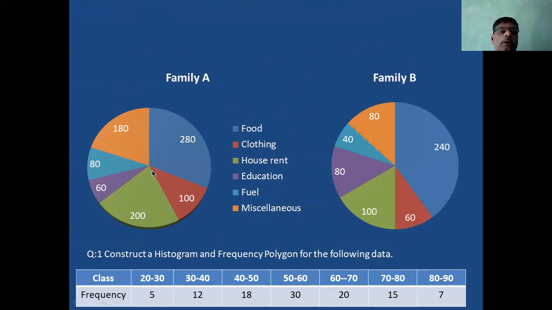Family A, family B. In family A, food is 280 and here it is 240. Okay, comparison, percentage. In this way you have to put the diagram. Take the compass, draw the circle, put a point in the center, then measure the degrees with the help of the protractor. Then fill different colors for each sector and show it in the index.